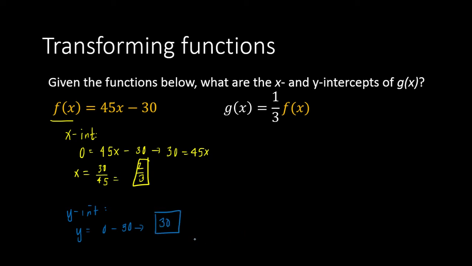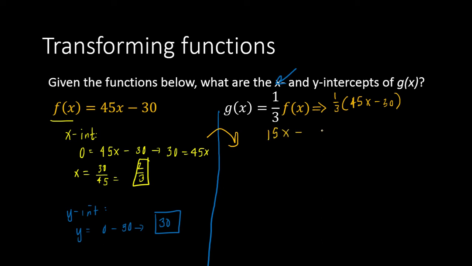Now can you predict, I've got my x and y-intercept, I'm multiplying by 1/3. Which of these intercepts will change? Which one will stay the same? So comparing x-intercepts, I take 1/3 of f of x to get g of x. So 1/3 of 45x minus 30. So 45 divided by 3 is 15. 30 divided by 3 is 10. So g of x equals 15x minus 10.